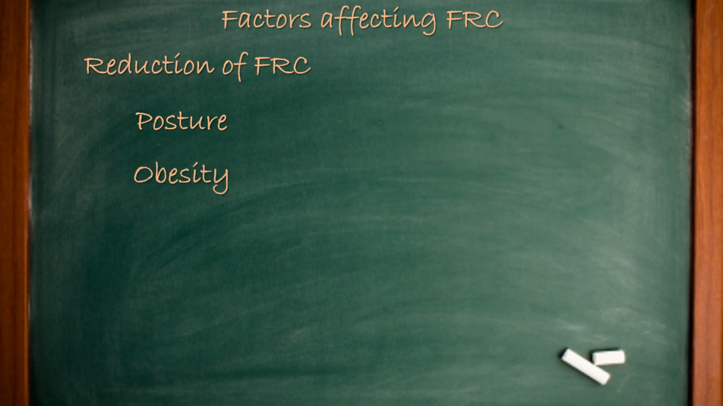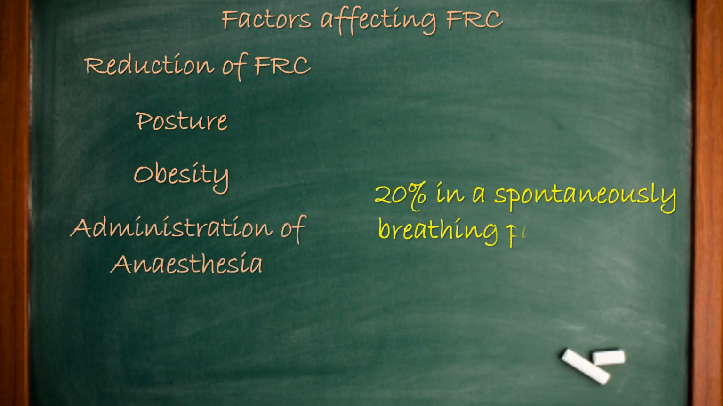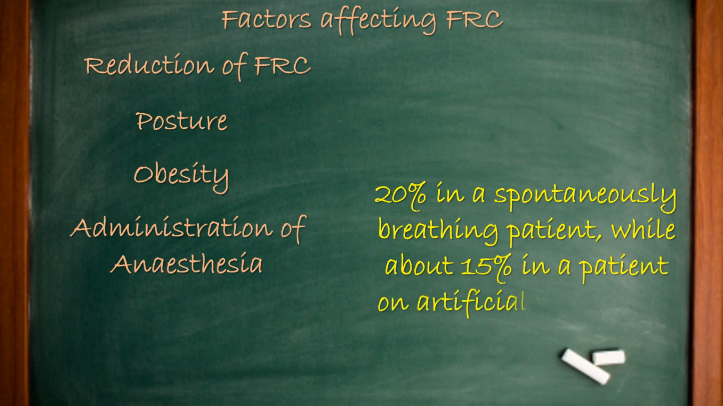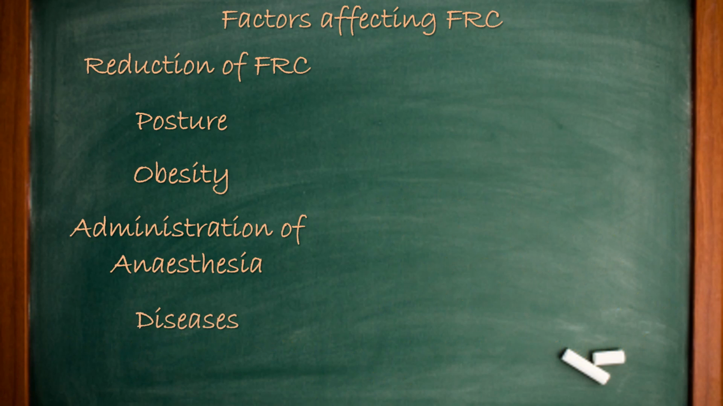Obese people have a lower FRC than thin, lean people. Administering anesthesia reduces FRC by about 20% in a spontaneously breathing patient, while about 15% in a patient with artificial ventilation. This is due to changes in the chest wall shape and the diaphragmatic position. Diseases such as ARDS and pulmonary fibrosis also reduce the FRC.